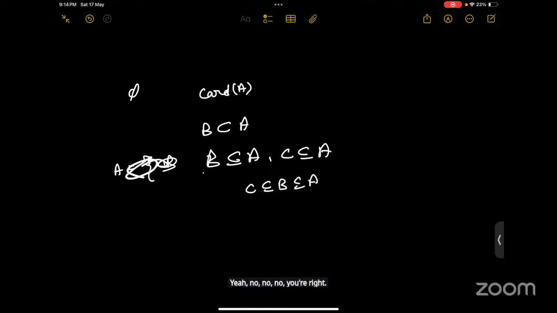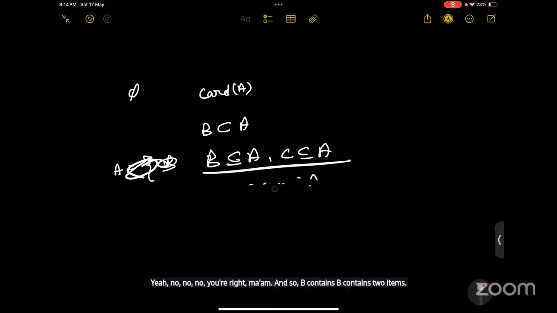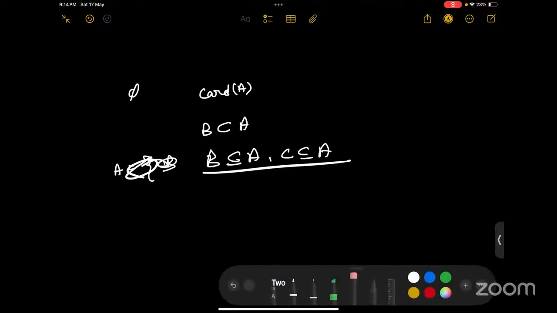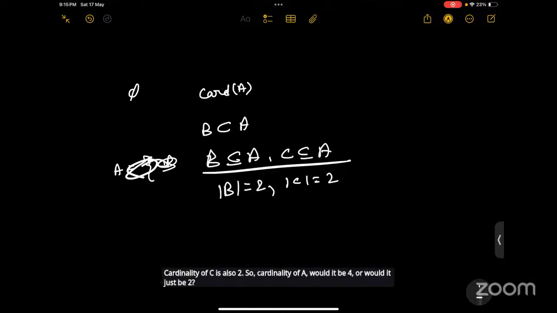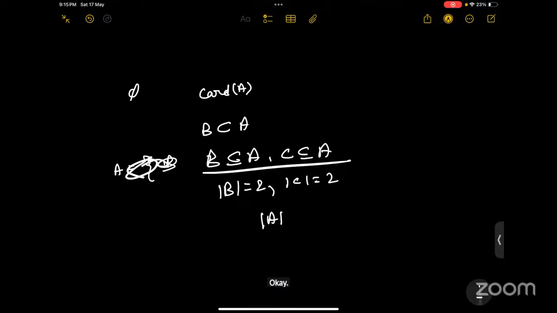And B contains two elements, that means cardinality of B is 2. C is also 2. Cardinality of C is also 2. So cardinality of A, would it be 4 or would it just be 2? Cardinality of A can be anything, but it will be greater than or equal to 2. That is what we can say.